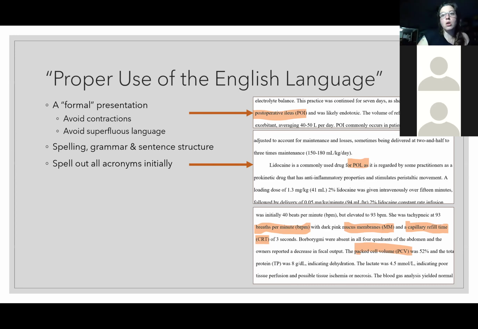So just as a general baseline, your 5 rights include the drug name, the drug dose, which could be milligrams per kilogram, international units per kilogram, etc. It could be the drug amount, so milligrams, international units, milliliters, etc. The drug route, IV, IM, sub-Q, etc., and then the frequency that those drugs are given. So over in the example I have, the fluid rate was being delivered at 2.5 to 3 times maintenance, or 150 to 180 mLs per kg per day. Also, there was a loading dose given of 1.3 mg per kg, or 41 mLs, 2% lidocaine, that was given intravenously over 15 minutes, followed by a constant rate infusion of milligrams per kilogram per minute, or 94 mLs per hour. If that's not in there, there's going to be some questions.